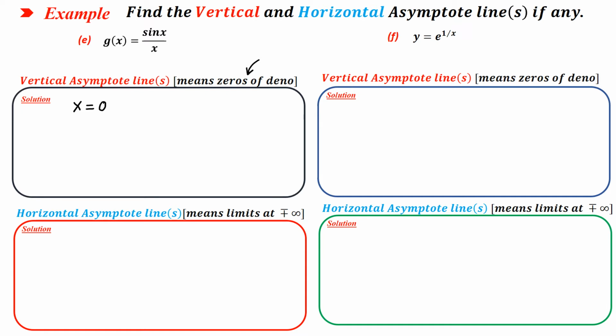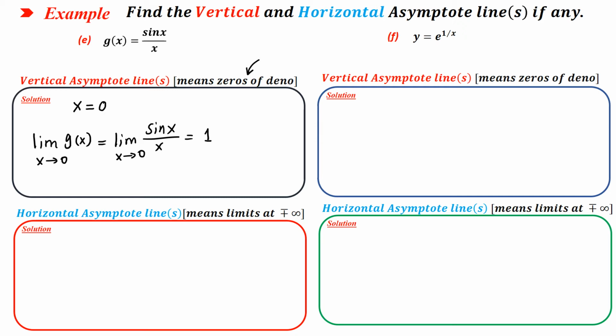If you take x equals 0 and find the limit of g of x when x goes to 0, you will get the limit of sine x over x when x goes to 0. And as you know, this is equal to 1. Since the limit at one of the zeros of the denominator is not equal to infinity or negative infinity, x equals 0 is not a vertical asymptote line.